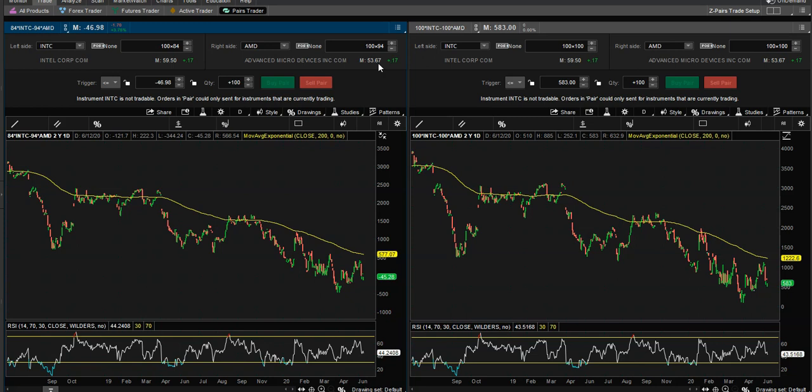And remember, in the ultimate scenario, if we got long Intel here and short AMD, we would actually want Intel to move up and AMD to move down, right? And you would make money on both sides. But let's say they both go higher, you just hope Intel outperforms AMD.